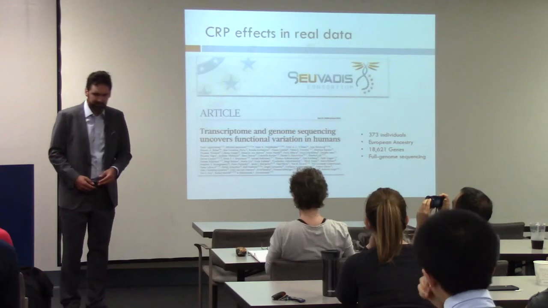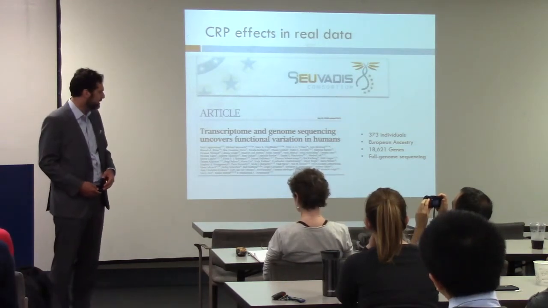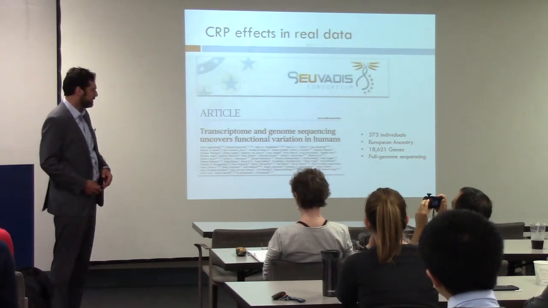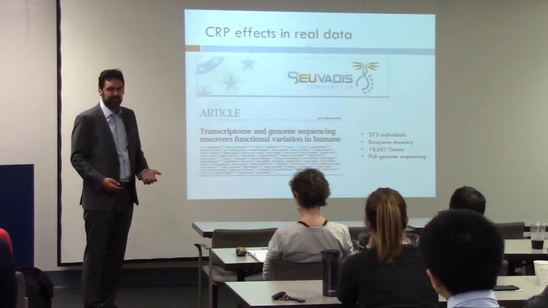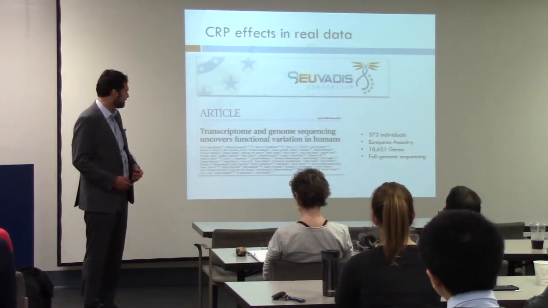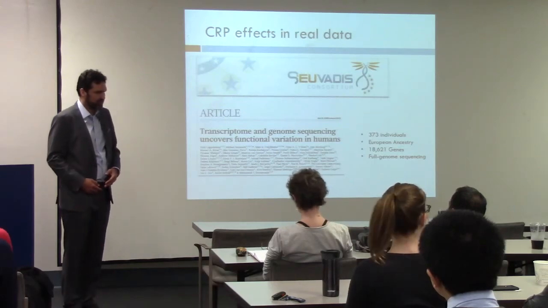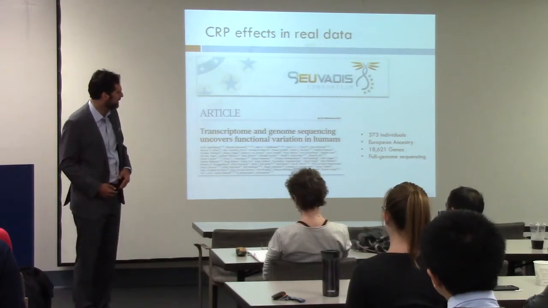So we're going to take this method and apply it to the Geuvadis gene expression data. We're going to use the European data that they provide, which includes 373 individuals and 18,621 genes. They also provide the full sequencing data for these individuals. So what we do is we computationally phase the genotypes so that we can compute the CRPs for each individual.